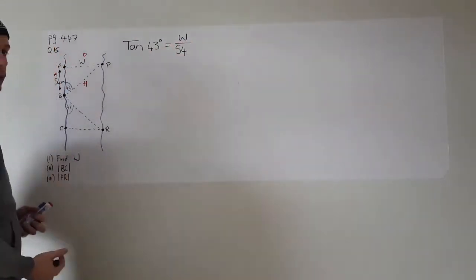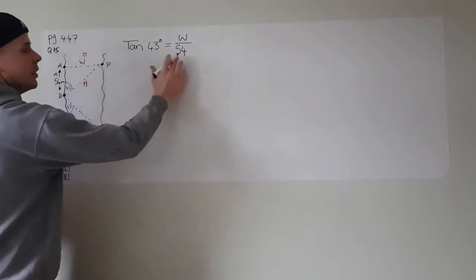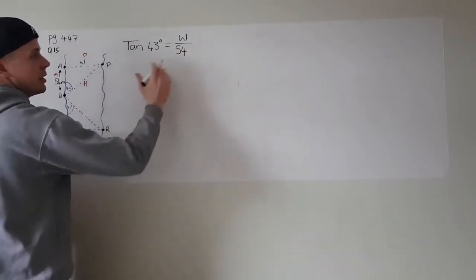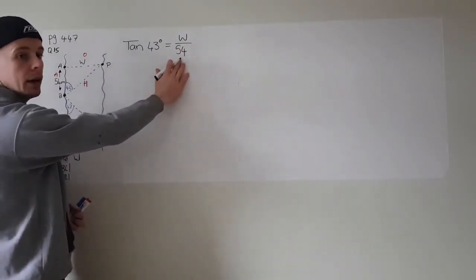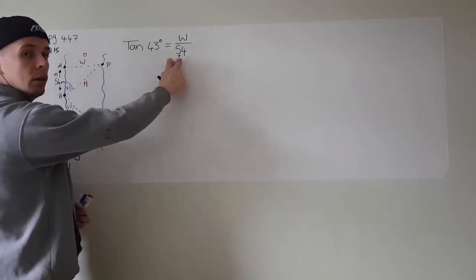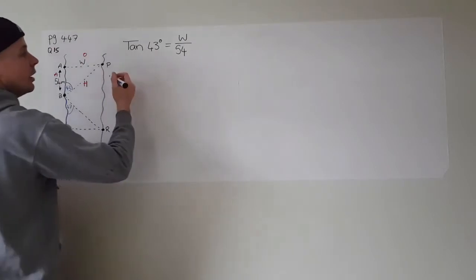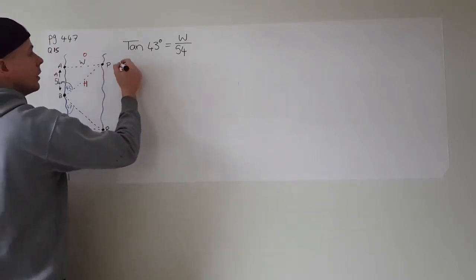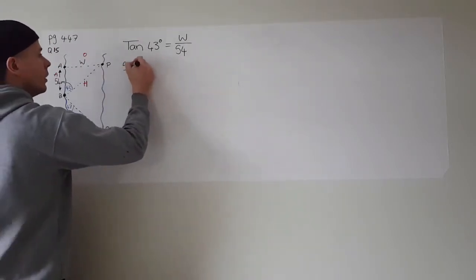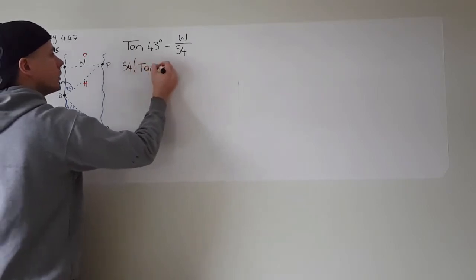Alright, we want to find what W is, so multiply both sides by the denominator to get W on its own. Basically multiplying and dividing by the same number cancel each other out. If you multiply 2 by 2 and divide it by 2, you're still going to get 2. Alright, so multiplying and dividing by the same number cancel each other out. Alright, so 54 by both sides.